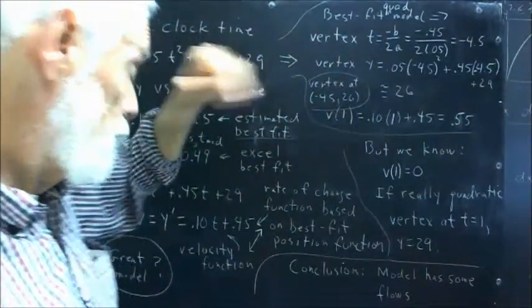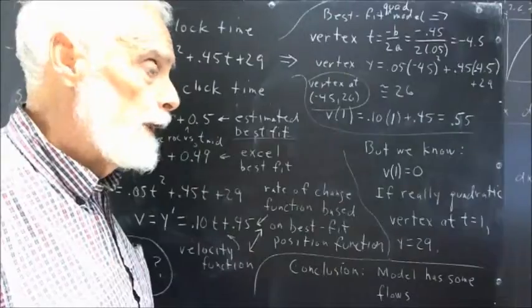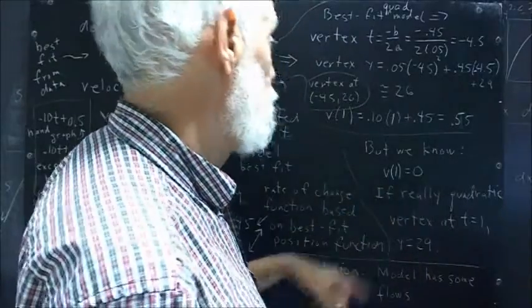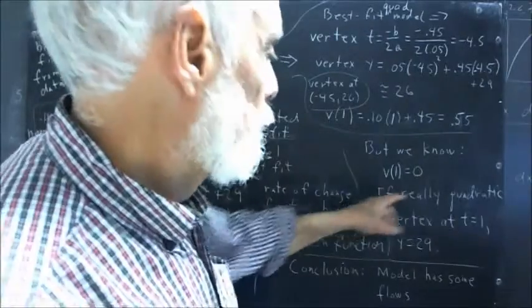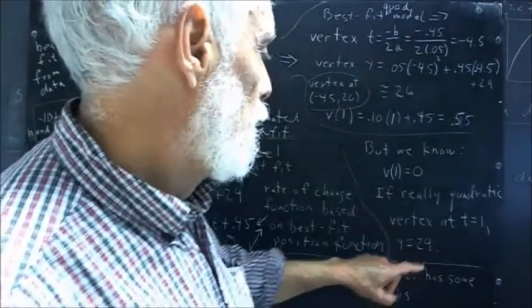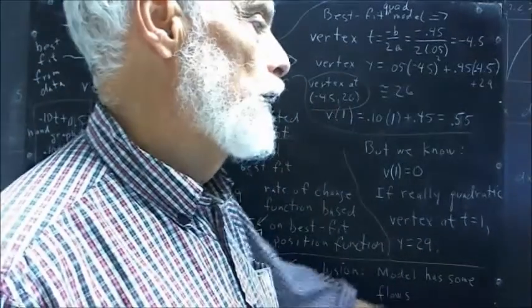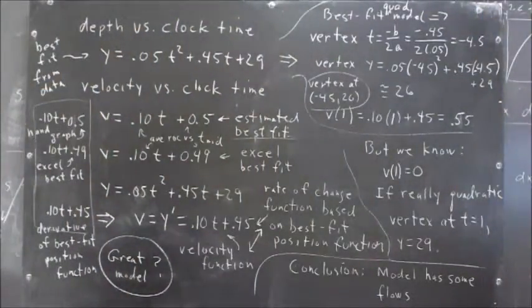So that's not a huge serious discrepancy, depending on what you're wanting to conclude from the data, but it's not trivial either. And we also know that V of 1 is 0, not 0.55. Well, I mentioned that just a minute ago. And if really quadratic, the vertex would be at t equals 1, y equals 29, not at negative 4.5, 26. So we draw the conclusion that the model does have some flaws. So we have to be careful. We have to check internal consistency within a model. We have to check the model against reality. And we have to take the model with a grain of salt.